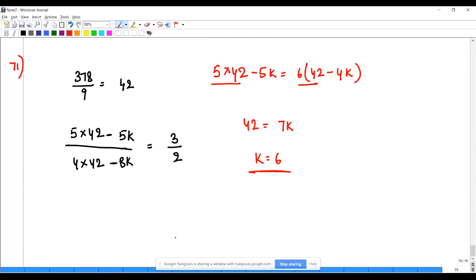Now after getting k equals 6, all you have to do is substitute in this 378. How many parts? We have added 13k. This 13 times 6 is 78. So you must take out this 78 from there. So you'll get 300 members there were originally.